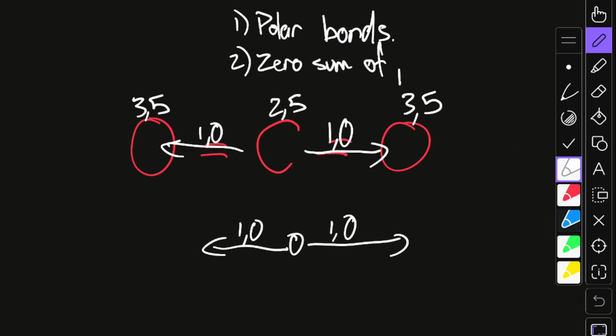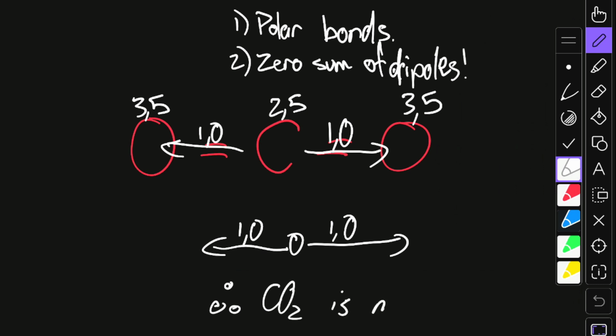Now that means that these dipoles have added up to naught. So if I've got a zero sum of dipoles, that means that this molecule is nonpolar. So therefore, CO2 is nonpolar. Now, we still haven't decided what's going on in terms of intermolecular forces. It's not something that we've done yet. But deciding if a molecule is polar or not is really, really important.